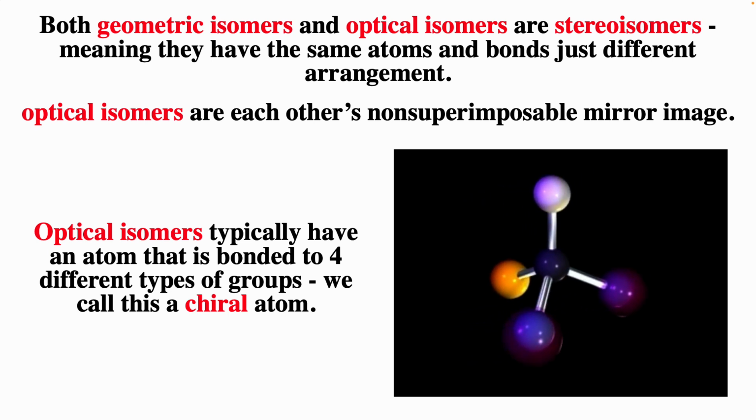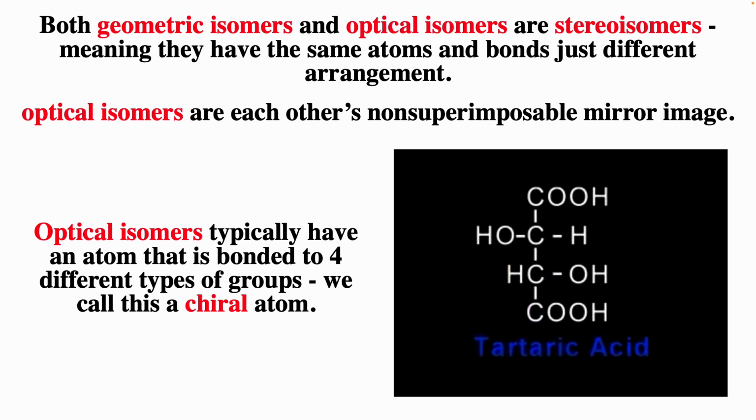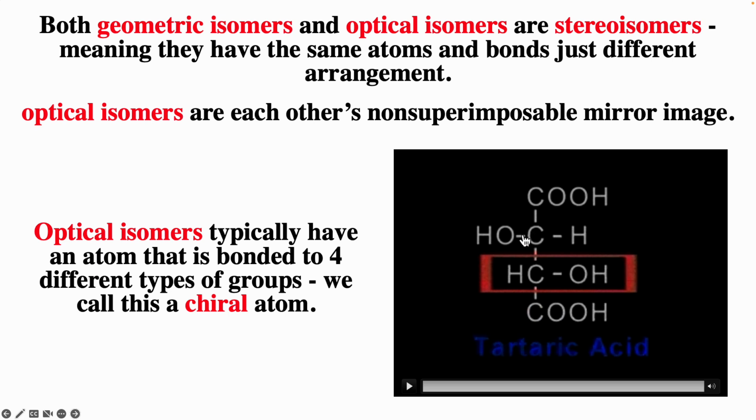Molecules may contain more than one chiral center. For example, tartaric acid, which is found in many fruits and in wines, has 2 chiral centers. And so when the video says it's not superimposable, it just means it's not the same. And again, if you have a carbon attached to 4 different groups, then it's going to be chiral.